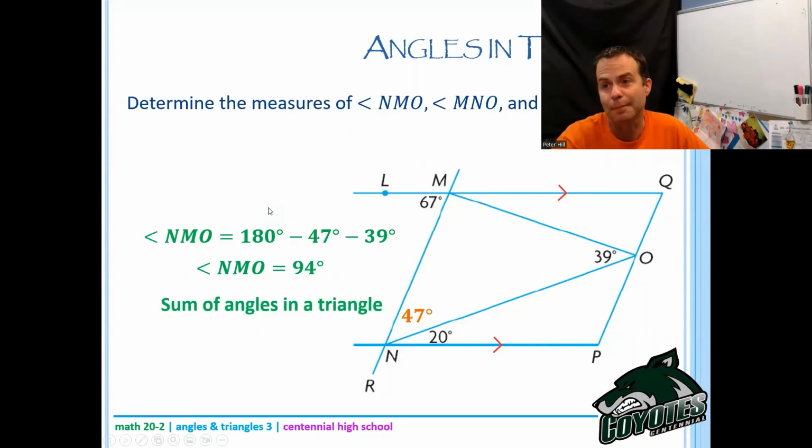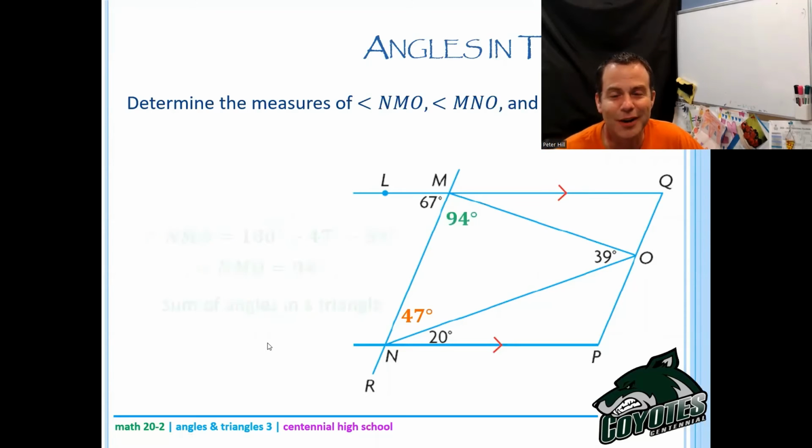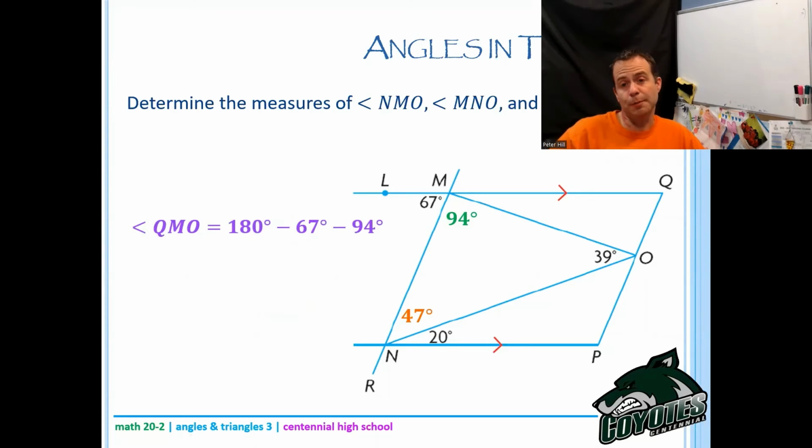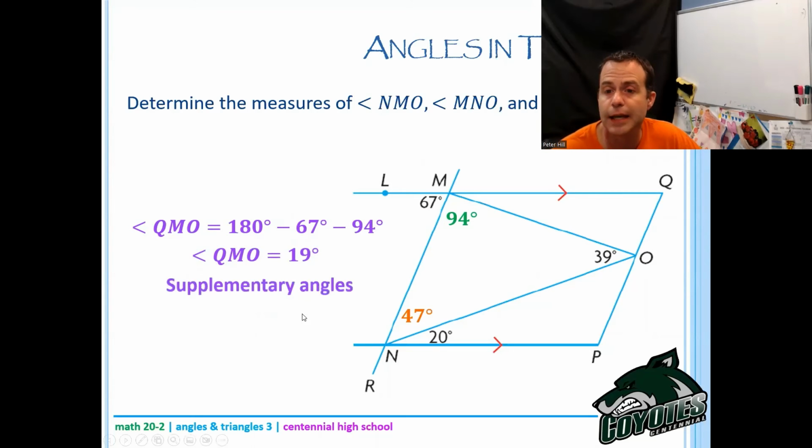Oh, yeah, by the way, back up your statement. I got so excited I went to the next thing. Sum of angles in a triangle is what I had used for angle NMO. I forgot to show you that, I'm sorry. Okay, and then as I was saying, QMO would be 180 minus the 67 minus the 94. So QMO is 19 degrees. And my backed up statement is because I know those three angles create a straight line, so they're supplementary.